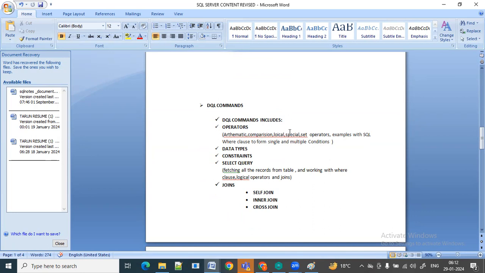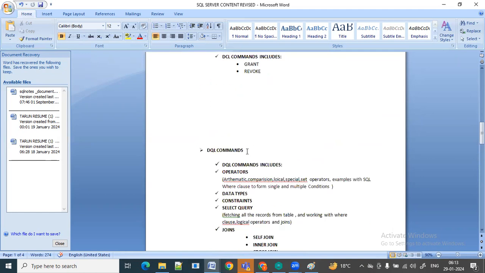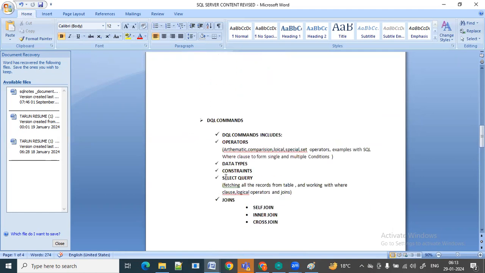Okay, in the DQL, we have only one command, that is the select command. Along with the select command, if you see all these, we have something called grant and revoke, commit and rollback, such kind of things. But here DQL means only the select command we will be having. So inside the select command, we will be having many topics.